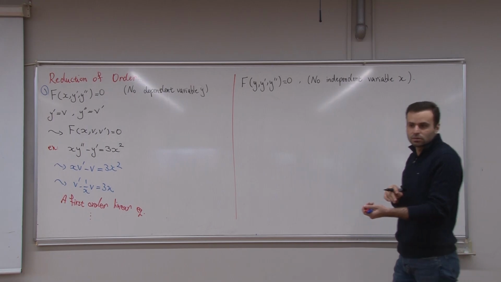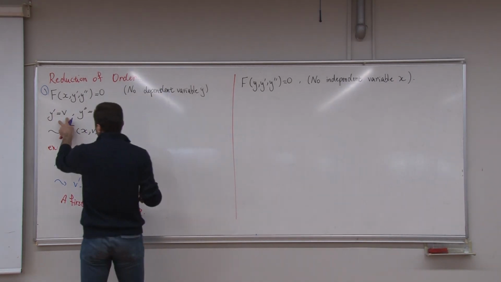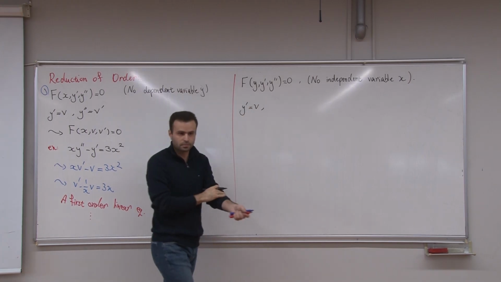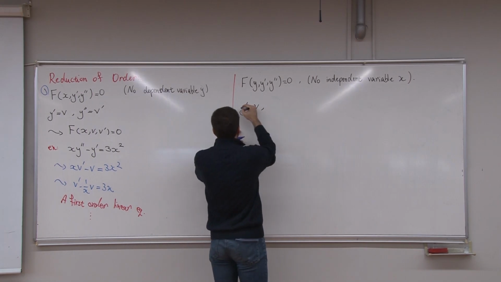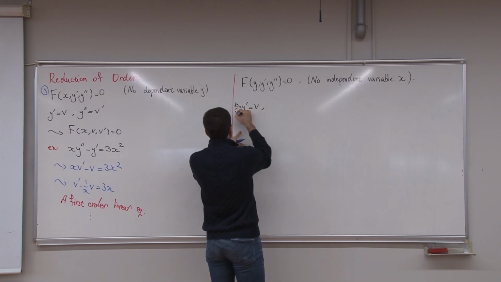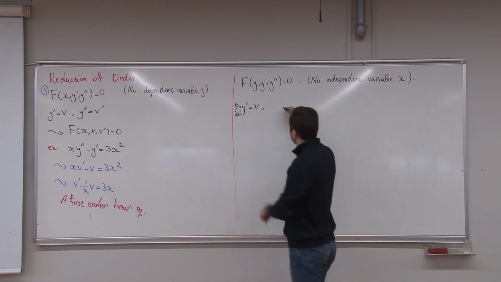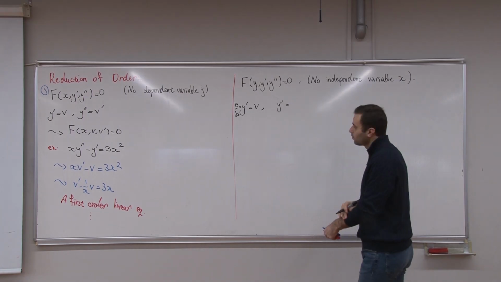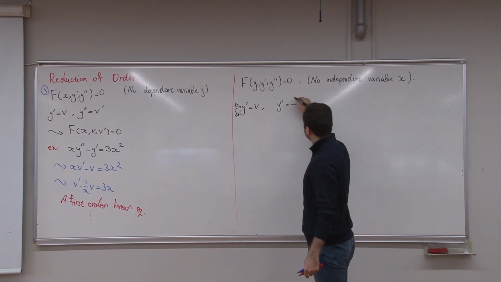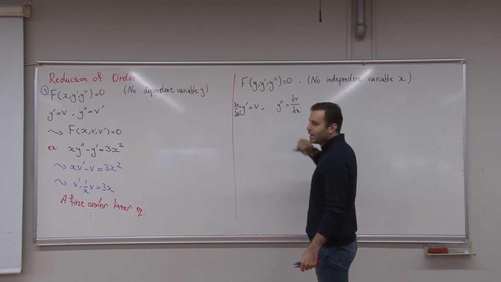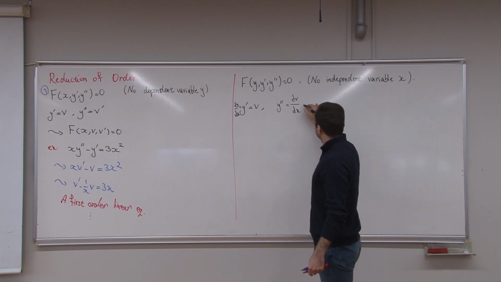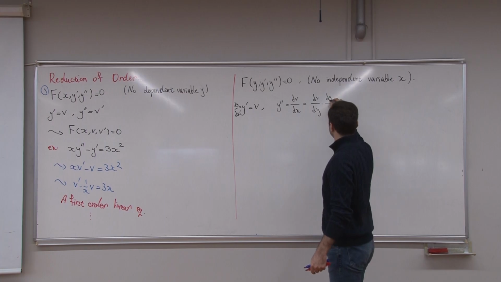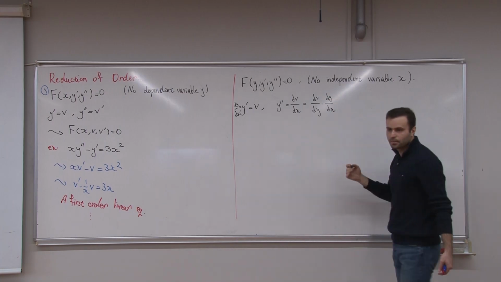What will happen then? Again, we are taking y prime equal to v. This is actually dy over dx. What is my y double prime? It is going to be the derivative of v with respect to x. But I'm just going to write this chain rule form, dy over dx, okay?